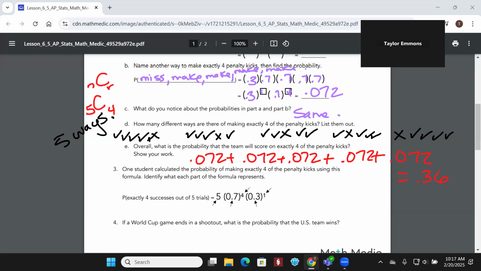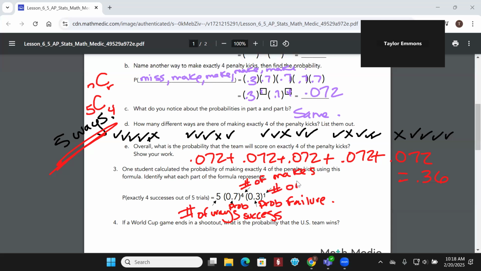One student calculated the probability of making exactly 4 of the penalty kicks using this formula. Identify what each part of the formula represents. So what is this 5 out front? Number of ways. How many ways did we have? 5. Okay. What about the 0.7? Probability of success. What's 0.3? Probability of failure. It's always my favorite word in stat. And then the 4 is the number of makes, and the 1 is the number of misses.